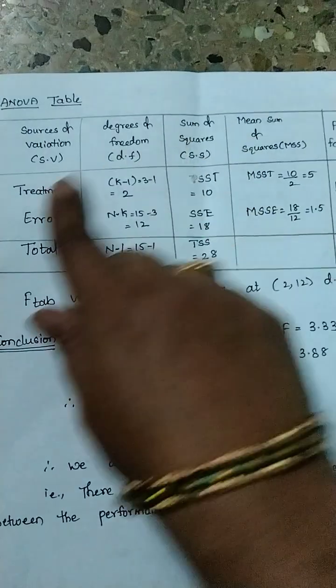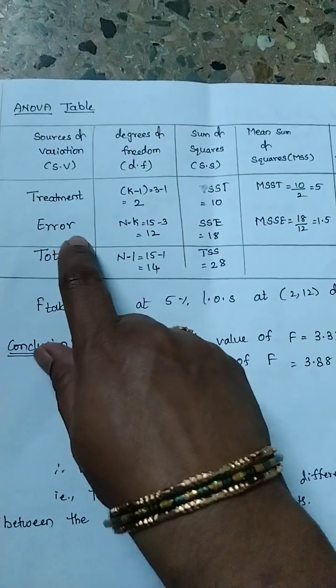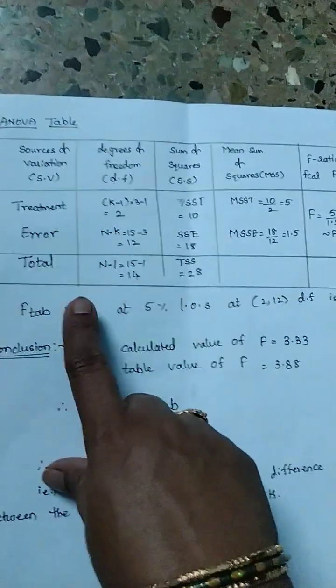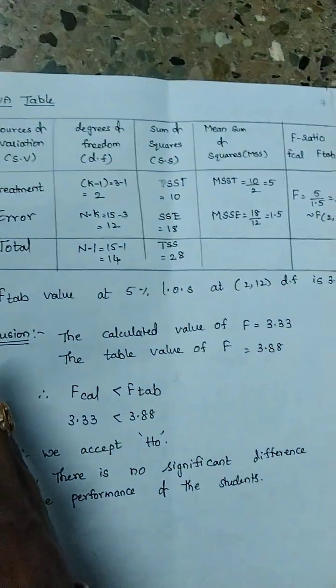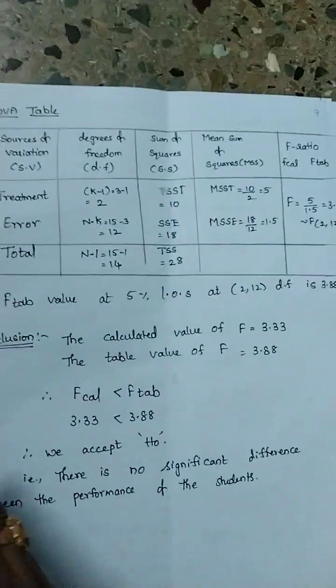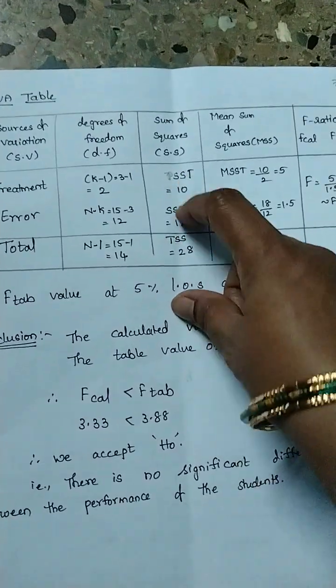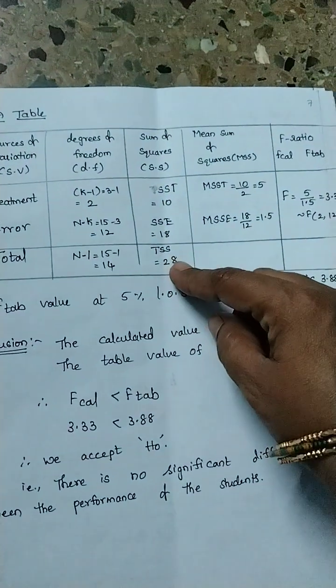Sum of squares. Treatment sum of squares, error sum of squares and total sum of squares. What you got in the previous step, we are going to write over here. By adding these two, you will get the total sum of squares.